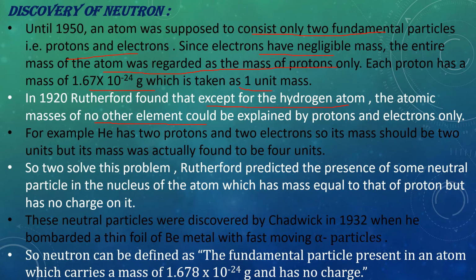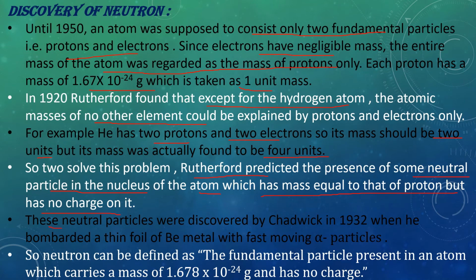For example, helium has 2 protons and 2 electrons. So its mass should be 2 units because 2 unit protons are there. But actually its mass was found to be 4 units. To solve this problem, Rutherford predicted the presence of some neutral particle in the nucleus of the atom, which has a mass equal to that of a proton but has no charge, as the atom is overall neutral and the electrons and protons are the same in magnitude.